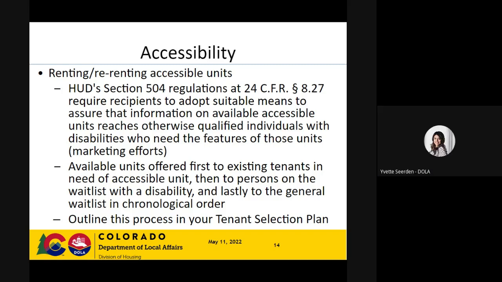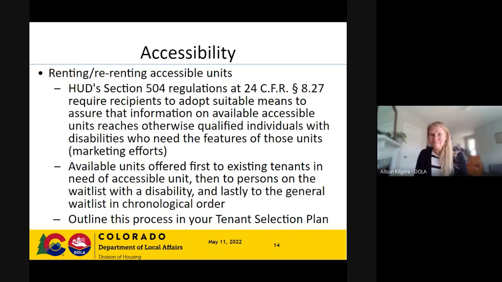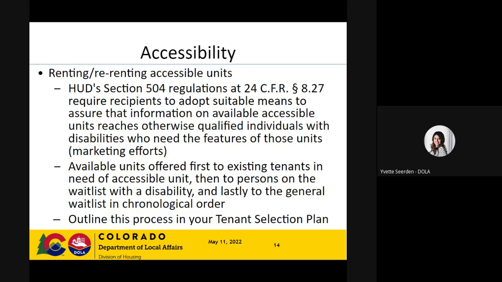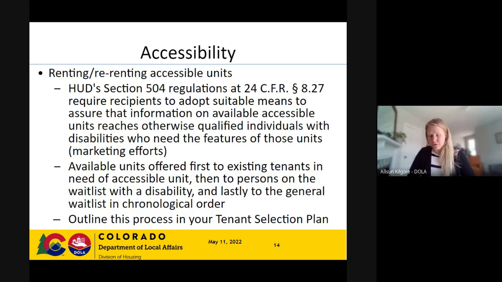We did have one question come in, Olson. It says, would it ever be required that tenants switch units before turnover? For example, if somebody has an incident that causes them to need an accessible unit and one is occupied by a tenant that does not need it, could they swap? So that would depend on what's written in your lease.